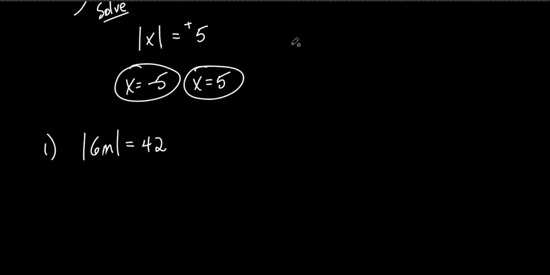So you could do this. When you see this, you could say x equals 5, and you can also say that -x equals 5. Does that make sense? Because if I put a -x inside there, the absolute value would be +5.